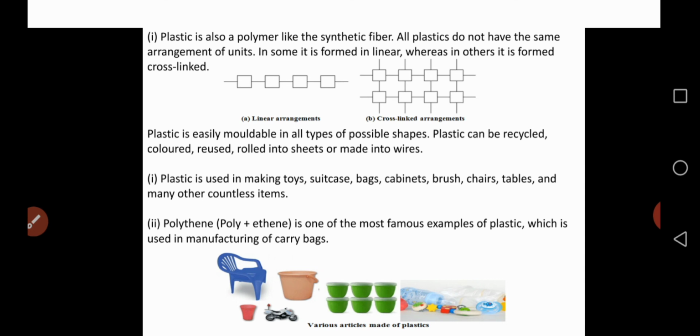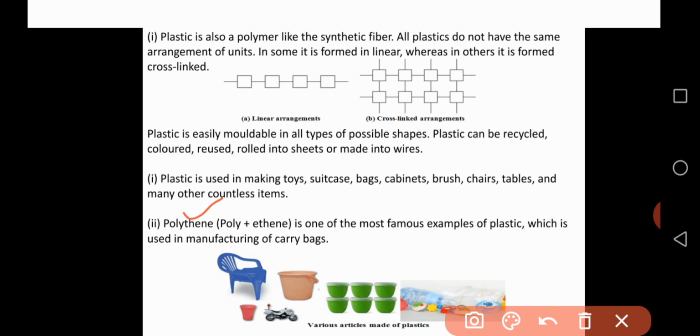Similarly, I just told you about polythene. Polythene is poly plus ethene. That is one of the most famous examples of plastic we use in our daily life. We use polythene for making carry bags, and it is made of plastic.